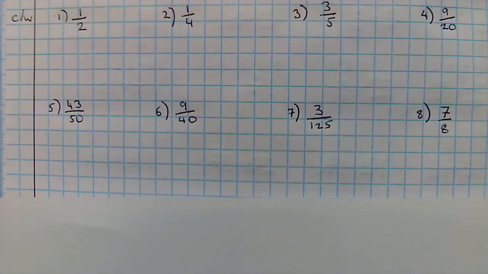Okie dokie, so here are 8 questions for you to try, making sure that you're converting them into a fraction with a denominator of 10, 100 or 1000, and then use that to change them into decimals. Pause the video, give it a go, and then we'll mark our work.